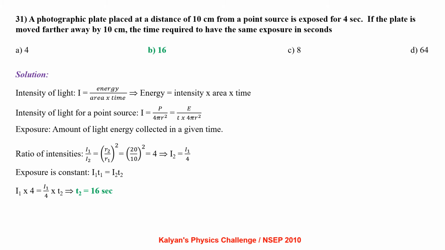So the ratio of intensities I1 by I2 is (R2 by R1) whole square, that comes out to be I2 equals I1 by 4. So the exposure is constant. So I1 T1 equals I2 T2, from which we get T2 equals 16 seconds.